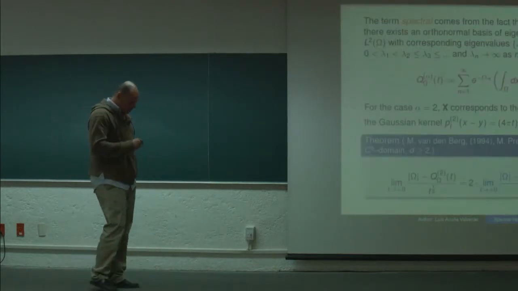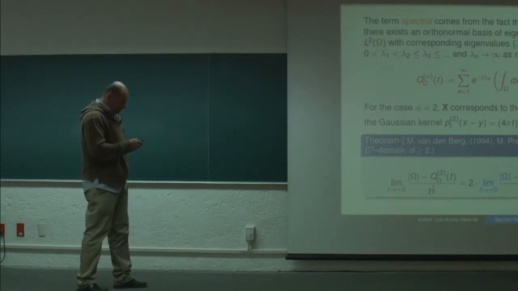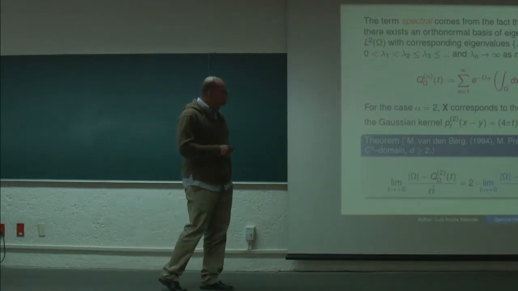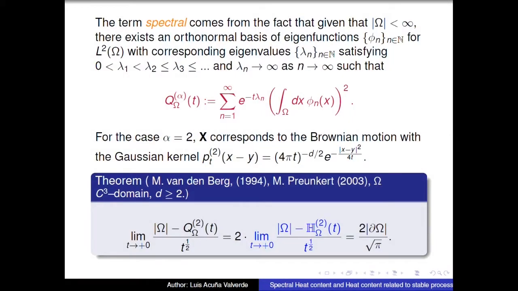Now, there is a question about why the term spectral. Well, the term spectral comes from the fact that, given that our set is bounded, there exists, based on spectral theory, an orthonormal basis of eigenfunctions, which are, by the way, in L2 of omega, with corresponding eigenvalues, which are an increasing sequence of real numbers going to infinity. And this piece of information allows us to express the heat content in terms of the eigenfunctions and the eigenvalues. Well, this is the mathematical explanation for the spectral heat content.